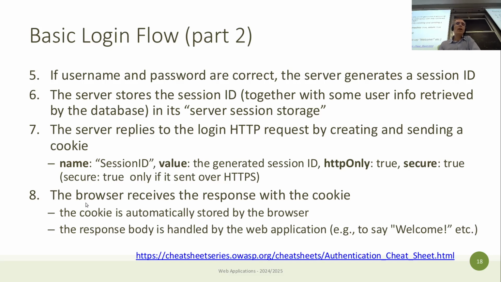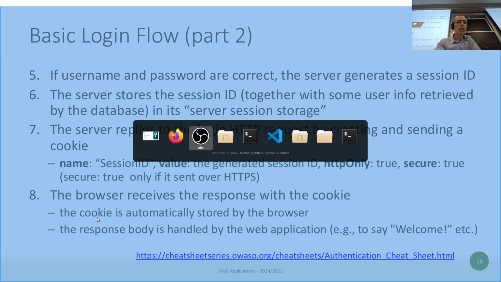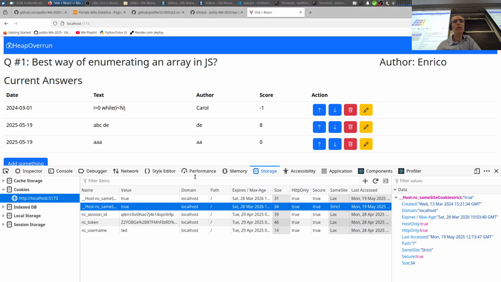Okay. And then the browser receives the response with the cookie. The cookie is recognized by the browser because the browser reads the headers of the HTTP response and it stores the cookie information in its own storage. I showed it to you before. Right? So that's the storage information for the cookie, depending on the website. Actually, I have just one website here. Okay, and this is name and value, HttpOnly and Secure. Okay, good.